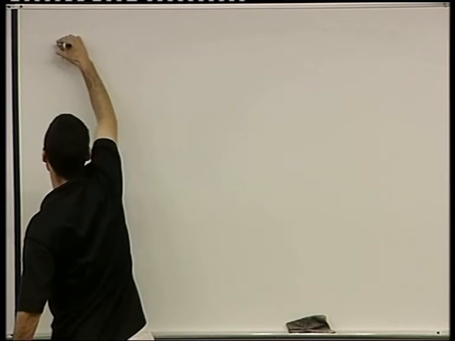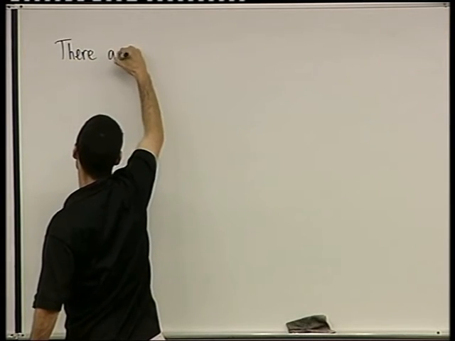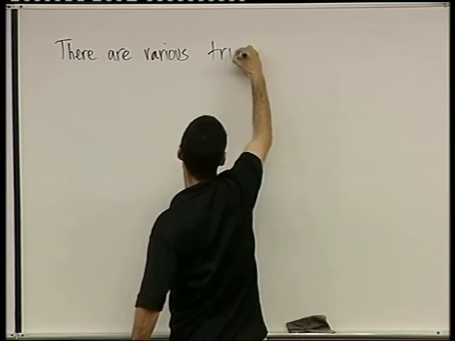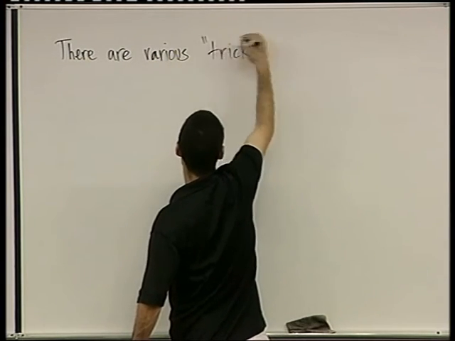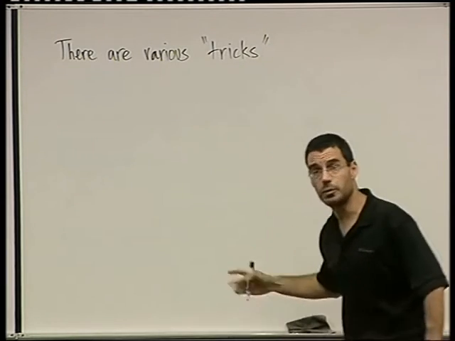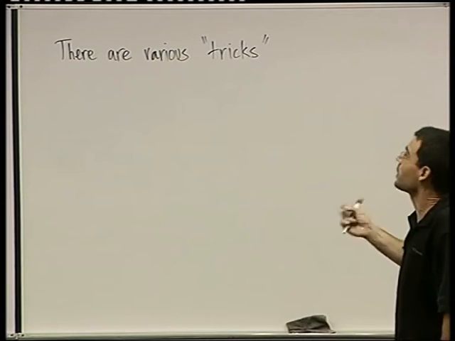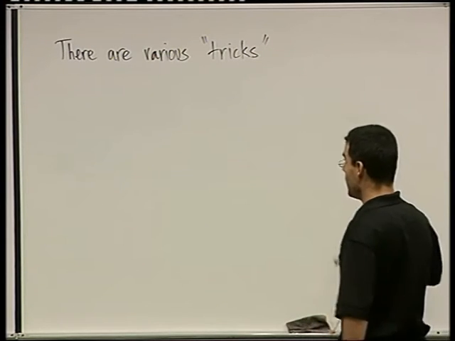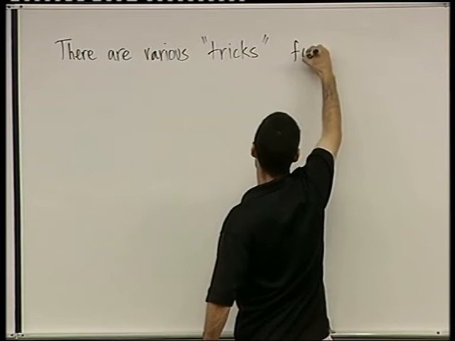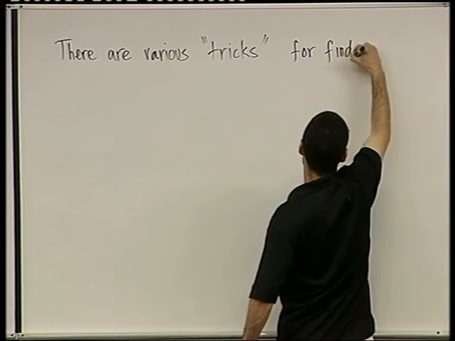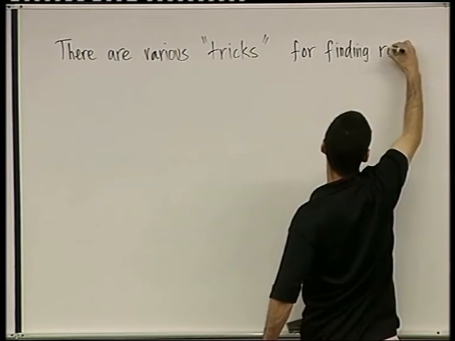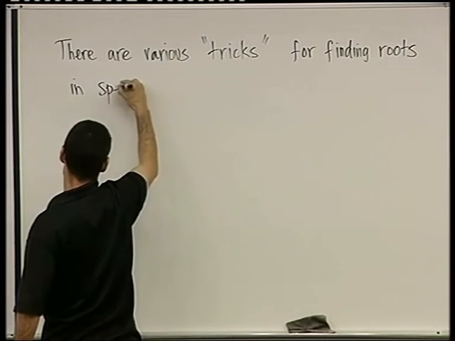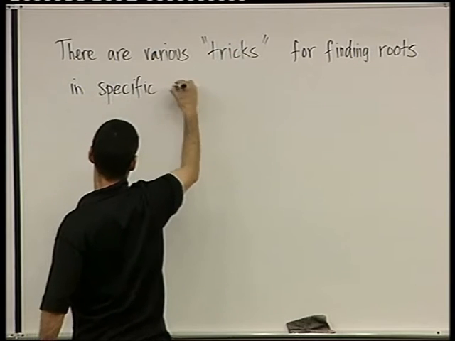There are various tricks. So these tricks are really theorems and require proof, but they only work in specific cases. They don't work in general because there is no general formula. There are various tricks for finding roots, for factorizing in specific cases.